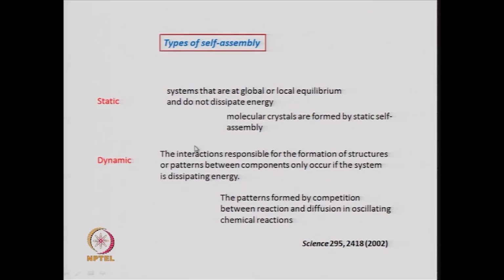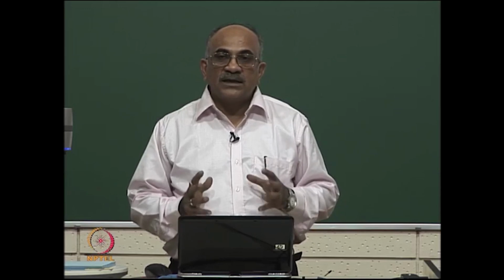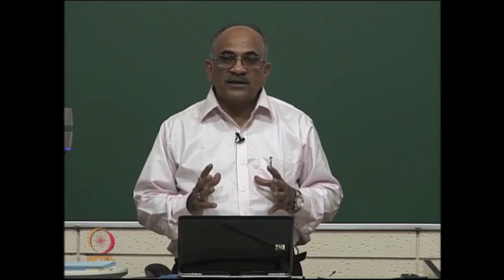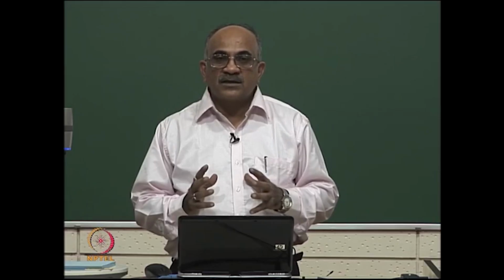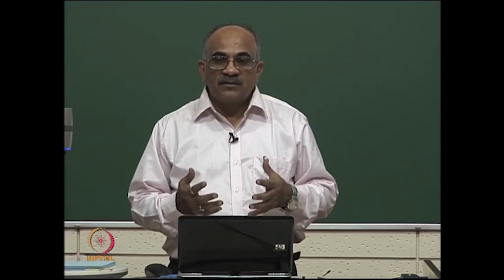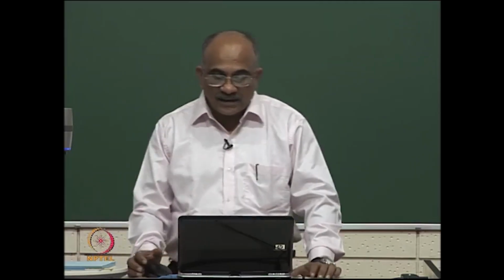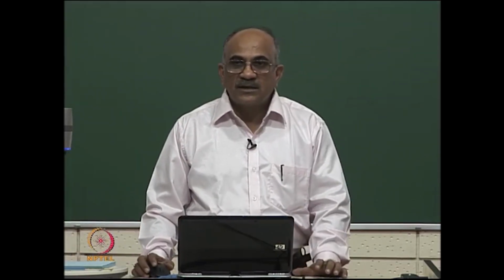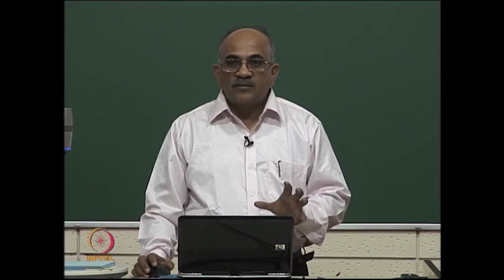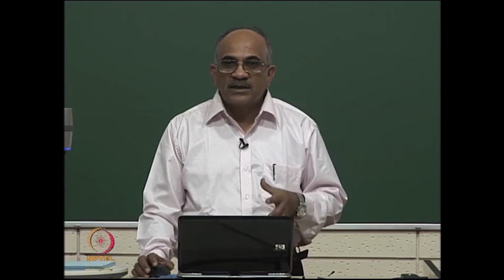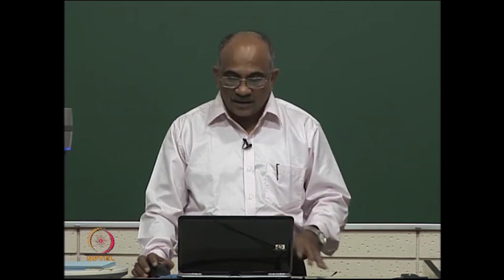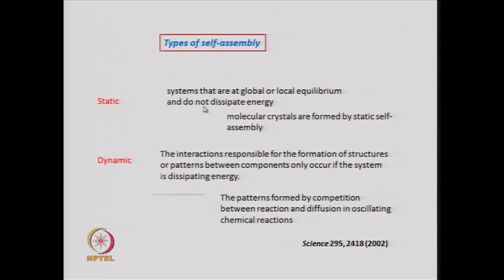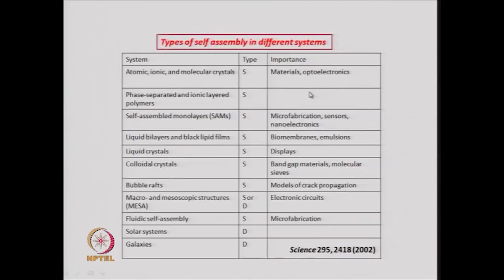For example, we will show you some examples, like a large shoal of fish, that is many fish moving together in the ocean. It appears that they are moving together, thousands and thousands of fish, and there is some energy being dissipated in the movement, and that is a dynamic case of self assembly. Similarly, in the atmosphere you have galaxies which appear to be self assembled from components. So, there are these different types of self assembly.